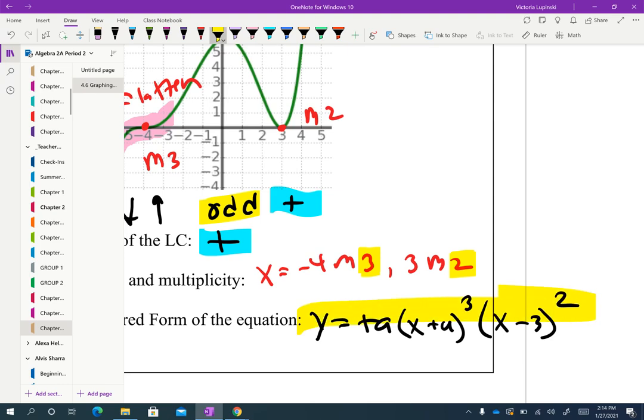So lots of important information that we went over today. All of this is building you up towards your ability to create a graph from scratch, but we're going to go ahead and save that for next time.